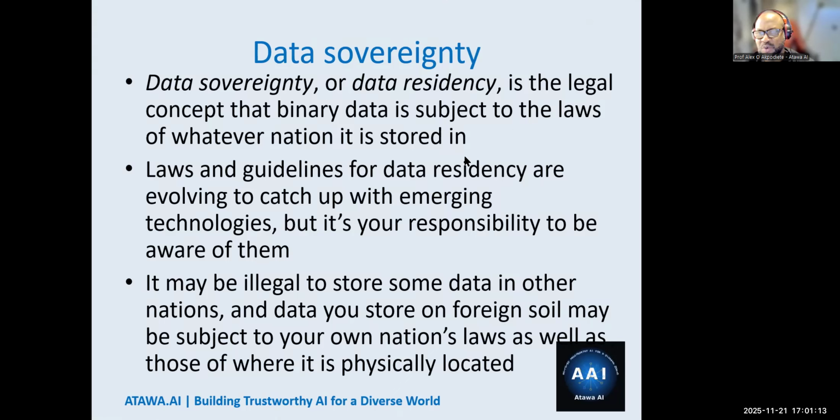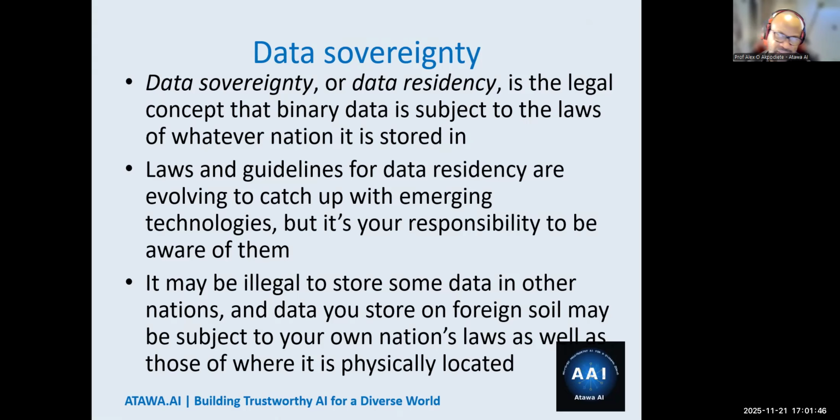So you're going to get a test question, especially with GDPR and the California Protection Act, about sovereignty. Basically, it's about where the data is and what law covers that data. It's usually the country where it's stored, and that's data sovereignty, right? You will hear the word data residency used interchangeably. Just be aware, especially if you're going to be at management level, that it might be illegal to store some data in other nations.